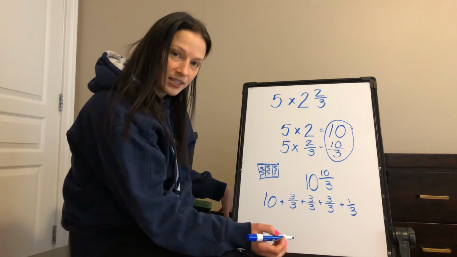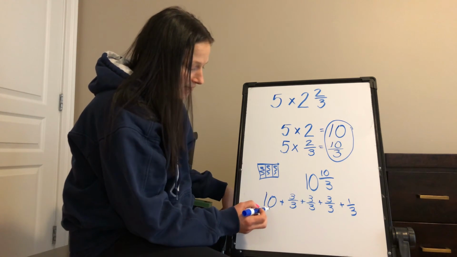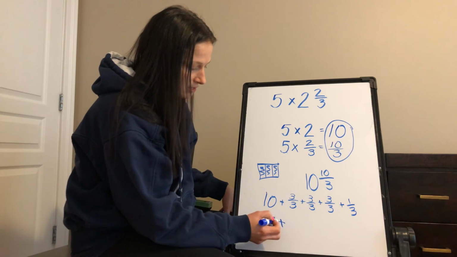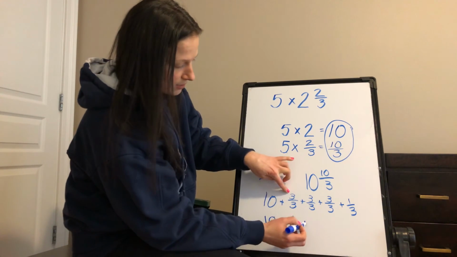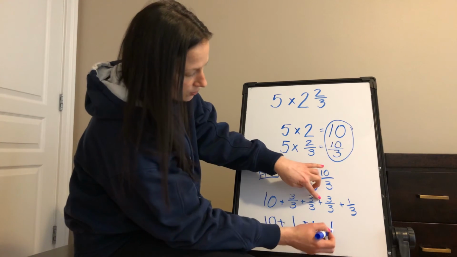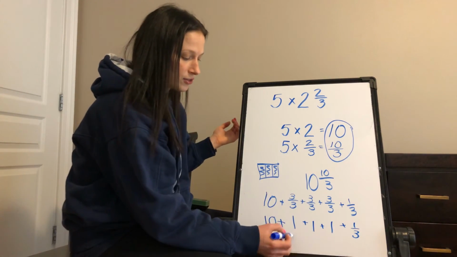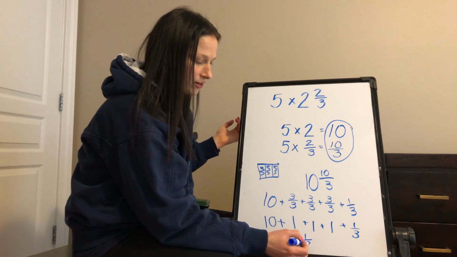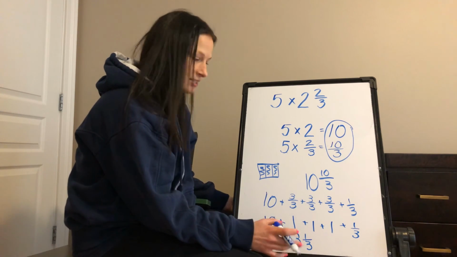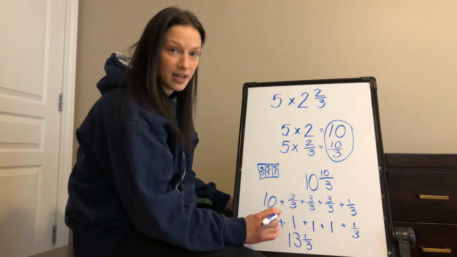So what does all of this mean? That means I have 10 plus a whole, plus another whole, plus another whole, plus 1/3, which gives us a total of 13 1/3 miles that I ran in those 5 days.